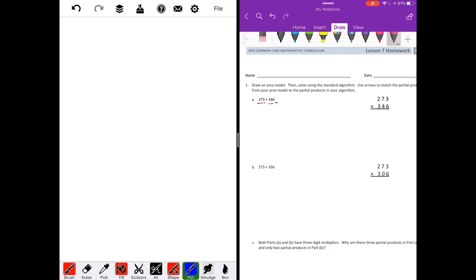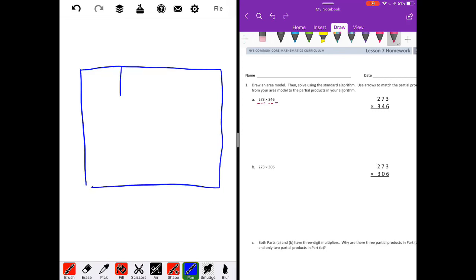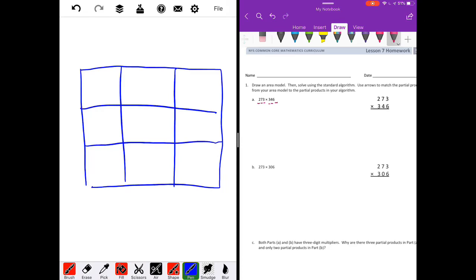So our area model is going to be a 3 by 3 since those are 3-digit by 3-digit numbers. I'm going to draw my area model. So we have 273. So there's the expanded form, 346. And now I'm just going to start multiplying. So I'll start in the top left-hand corner.